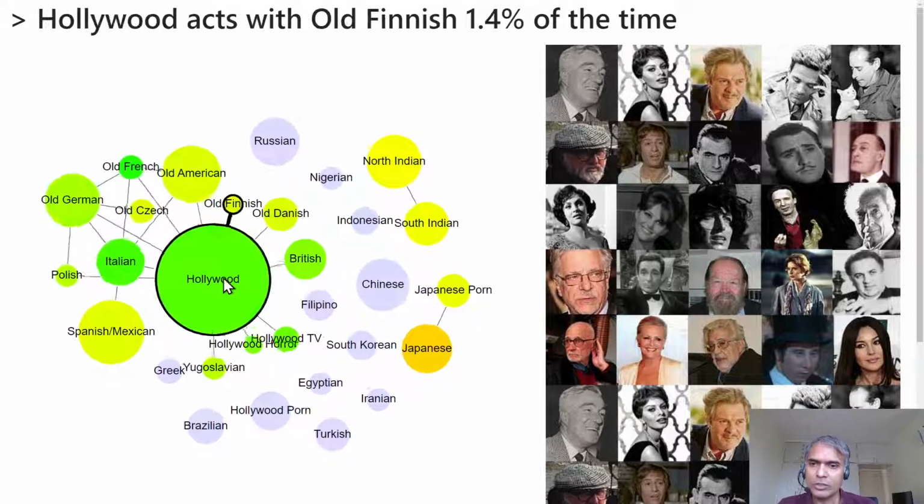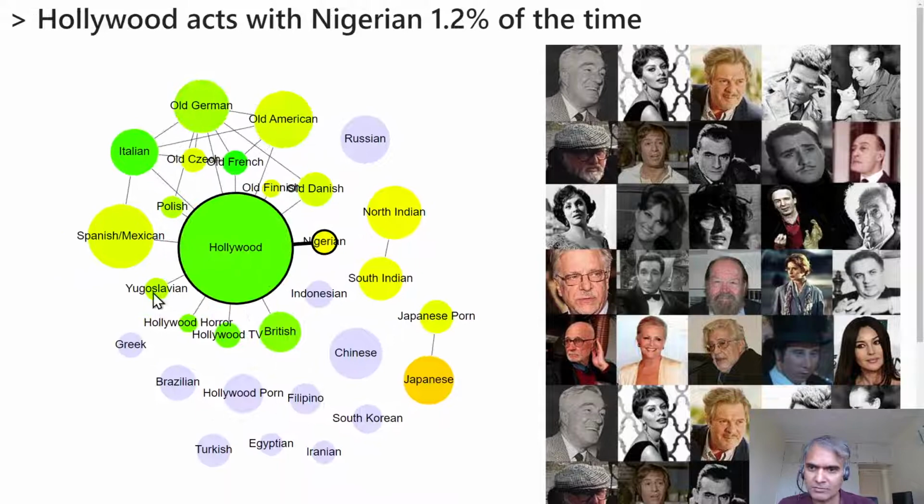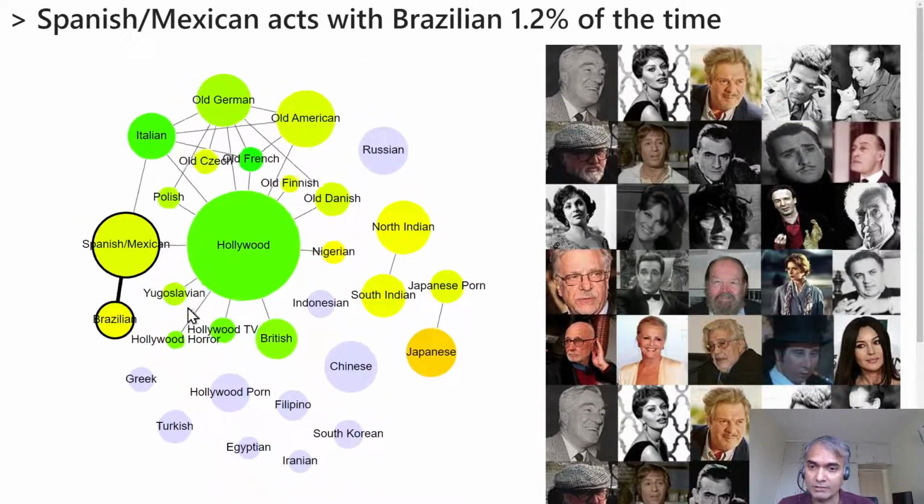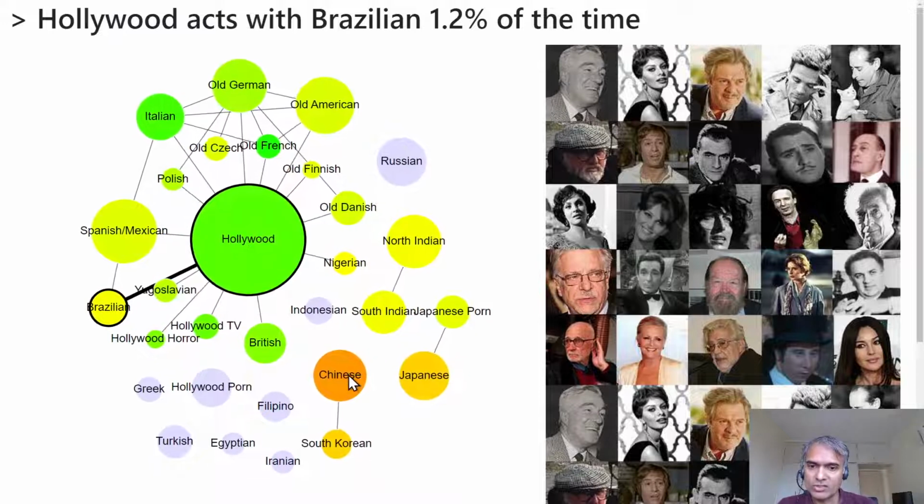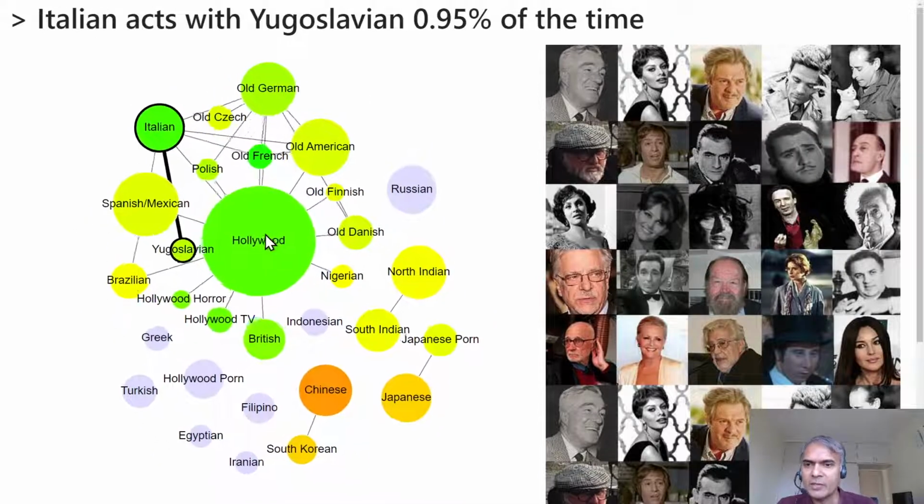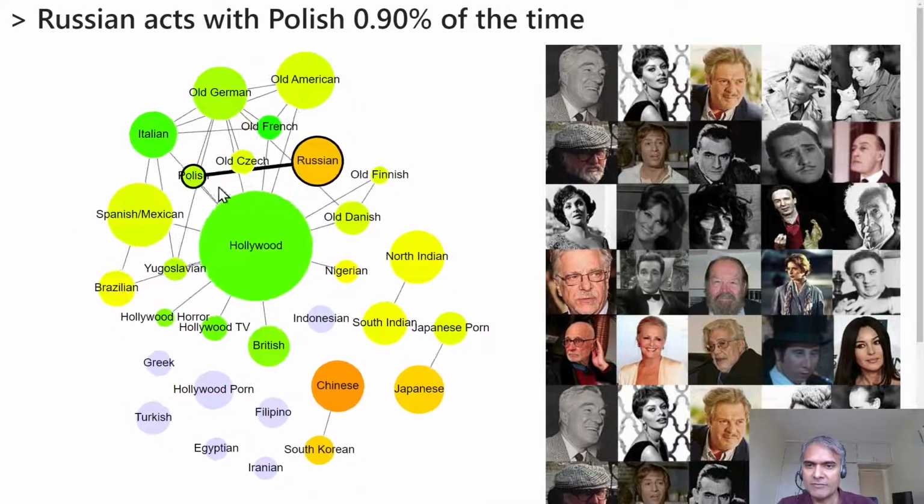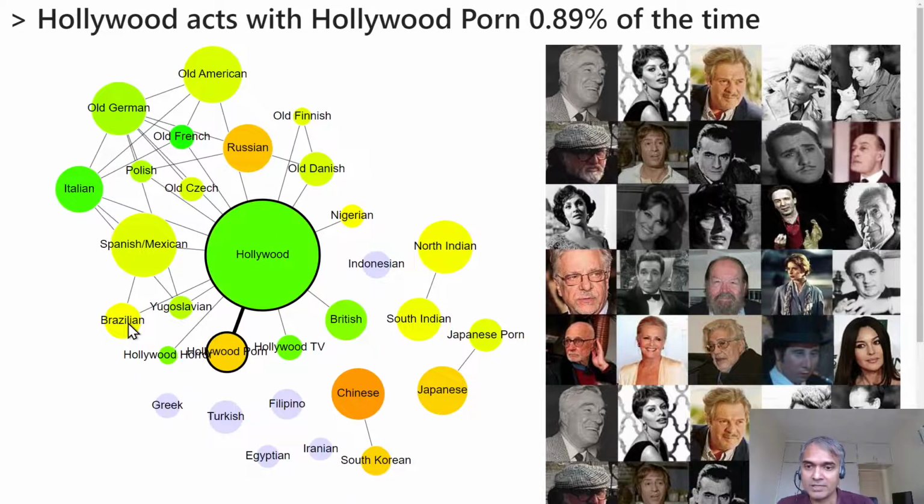This keeps going on with most of West European and even East European, like Yugoslavian films, coming together to act with Hollywood. But you also saw that the Chinese and the South Korean films come together to form the first cluster that is truly cross-border as well as outside of Hollywood. And then we have other streams connecting. You'll see that Hollywood porn only just connects. So it's actually easier to be a Brazilian actor and act in Hollywood than to be a Hollywood porn actor and act with Hollywood.